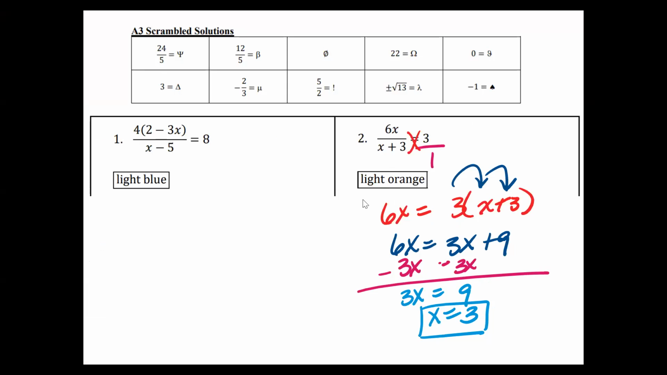If you want to take a look at question number 2, this is my step, and I have x equals 3, which means that if you match it, anytime you have that delta or that triangle symbol on your grid, you're going to color it light orange. So go ahead and take a moment and do that.